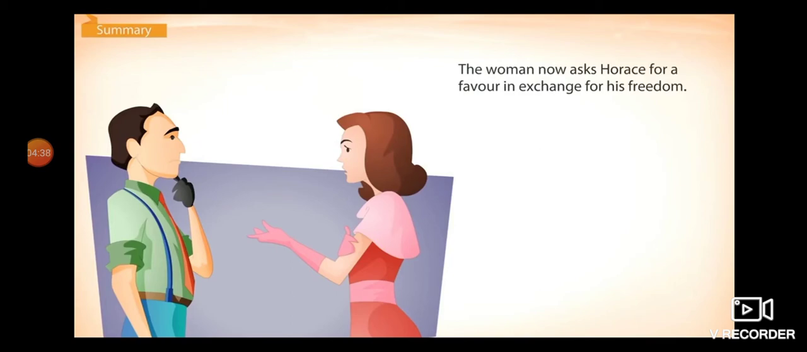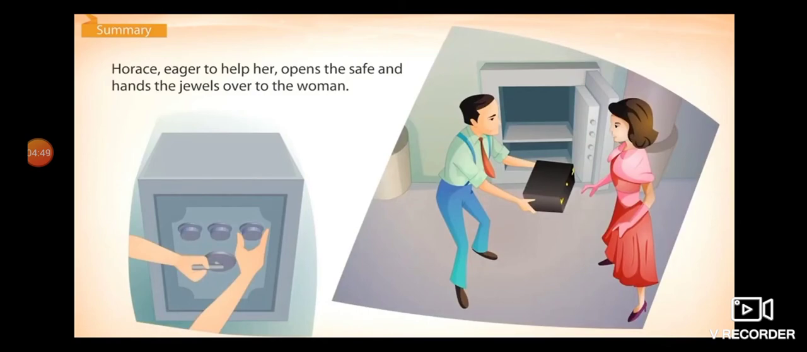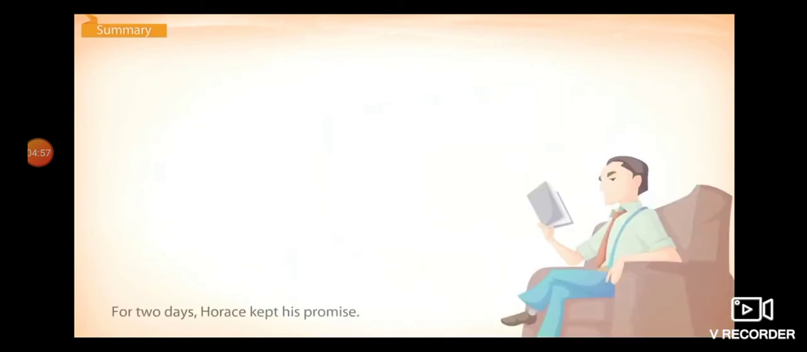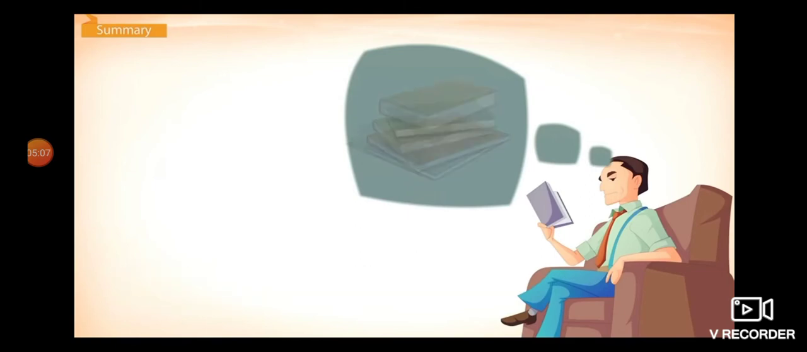The woman now asks Horace for a favor in exchange for his freedom. She had forgotten the safe combination and needed his help in opening it. Horace, eager to help her, opens the safe and hands the jewels over to the woman. Then he takes his leave, promising to be good. For 2 days, Horace kept his promise. On the third day, however, his temptation for rare and expensive books overcame his promise to be good.